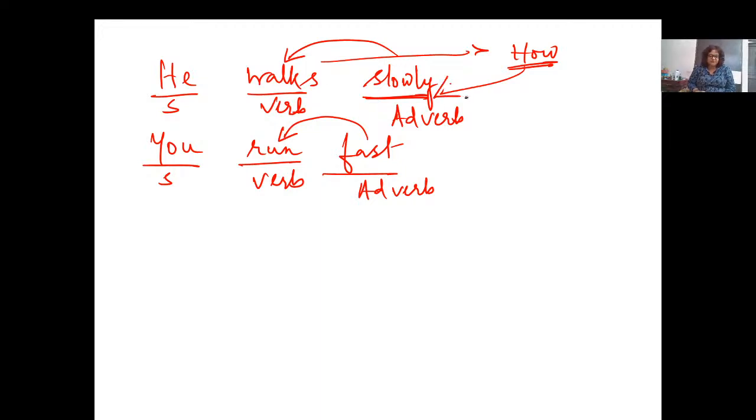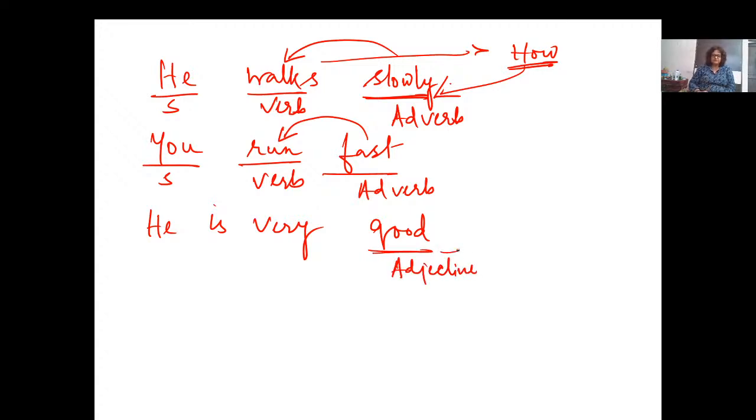This is called a qualifier. Again, if we write, he is very good. How is he? He is very good. Good here is an adjective, but very is qualifying the adjective. So that's why very is an adverb. Good is qualifying he, and very is qualifying good.